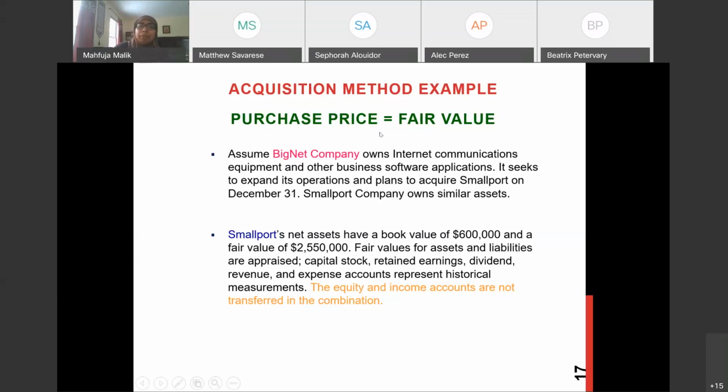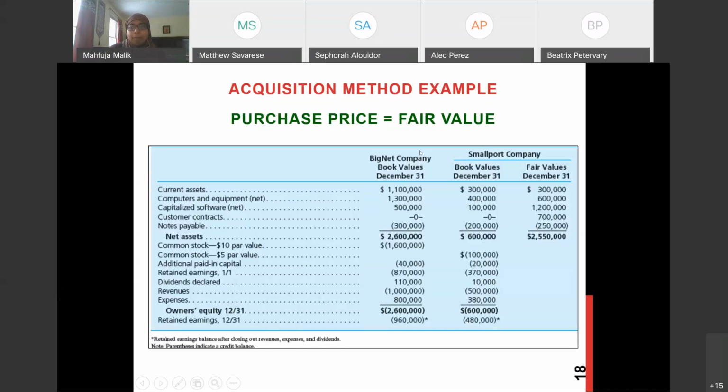Now the deal is that BigNet is going to purchase Small Port. In the first scenario, BigNet paid exactly equal to their fair value, which means 2.55 million. For every problem you will be given this type of table. This is called one column presentation, which means credit items are within brackets. These are not negative numbers, like notes payable. They are put in parentheses because they are credit items. So when you do the consolidated worksheet, don't be confused.